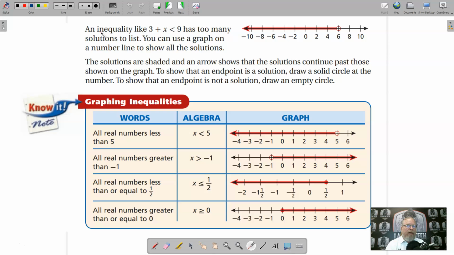How about another way to represent all the solutions of an inequality? We could use a graph. An inequality like 3 plus x is less than 9 has too many solutions to list. You can't actually sit and write them all out.